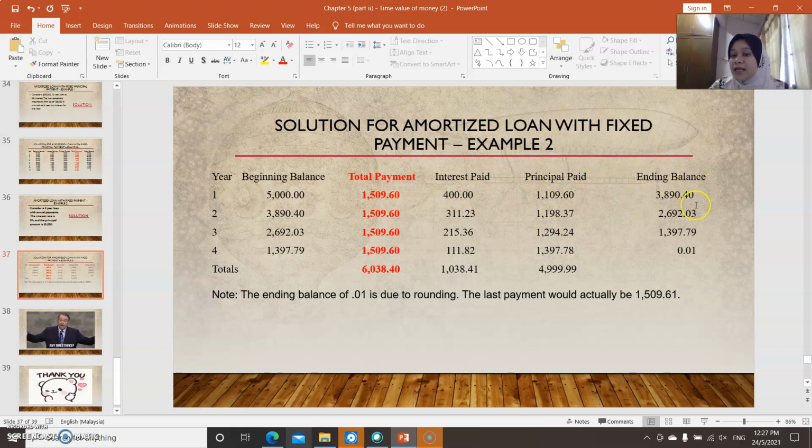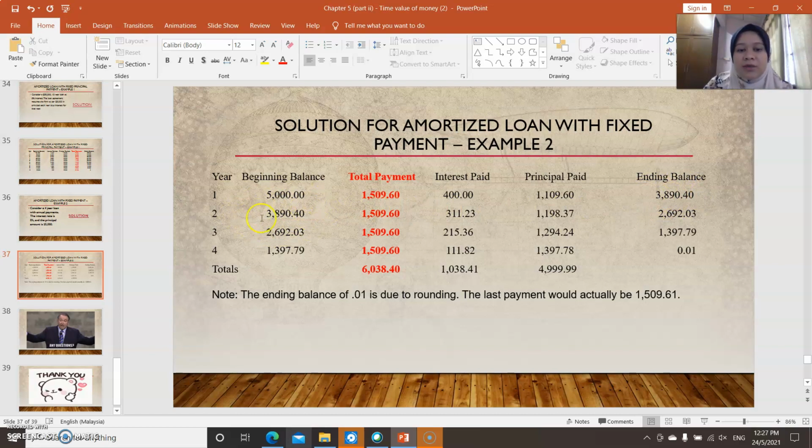1109.60. So how are you going to get the ending balance? The beginning balance minus the principal paid. Beginning balance 5,000 minus the principal paid, you will get the ending balance, 3890.40. You will bring it to the beginning balance for the second year.